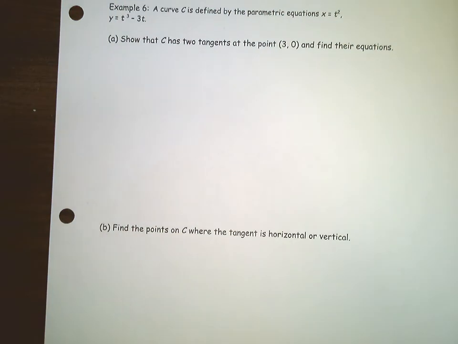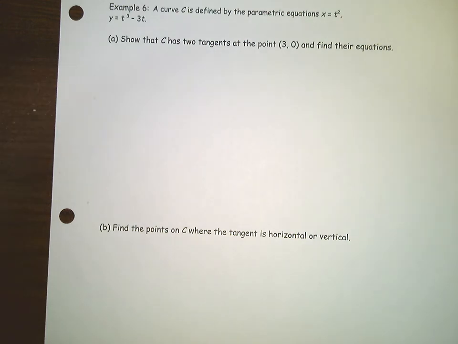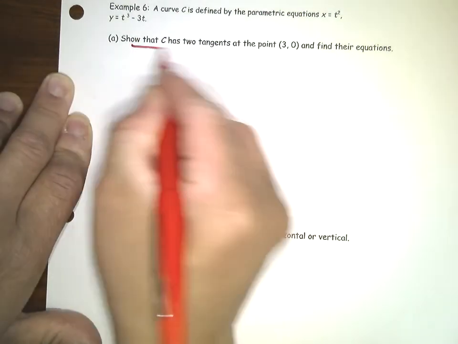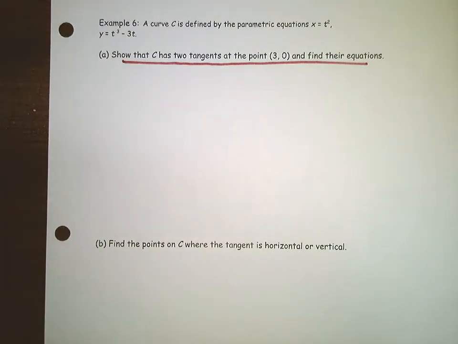All right, so now let's go ahead and do an example here. A curve C is defined by the parametric equations x equals t squared and y equals t cubed minus 3t. I hope that you're really enjoying this here. Here we have part A: show that C has two tangents at the point (3, 0), and find their equations.